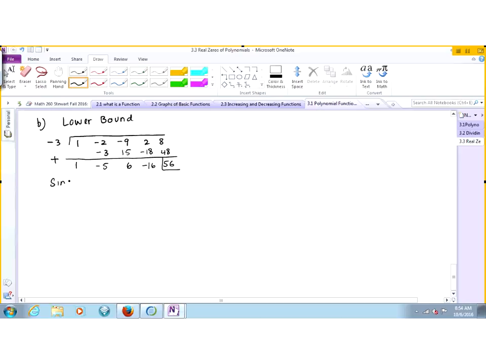Do they have alternate signs? Yes. So since the bottom row have alternate signs, so it has to be alternate, okay? Signs. Negative 3 is a lower bound. Okay. So it has to absolutely be alternate. So you can't skip. So if you have 1, negative 5, negative 6, then that doesn't work.